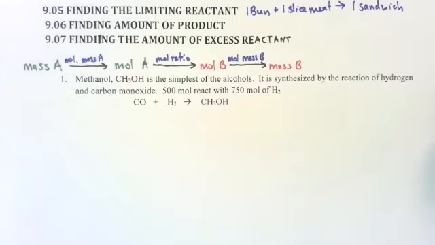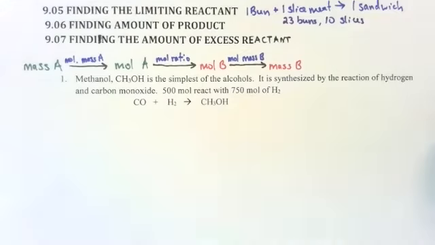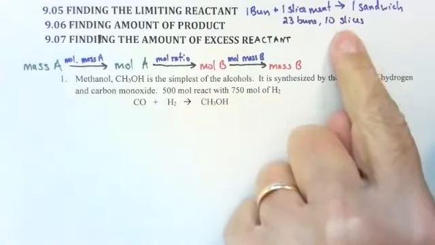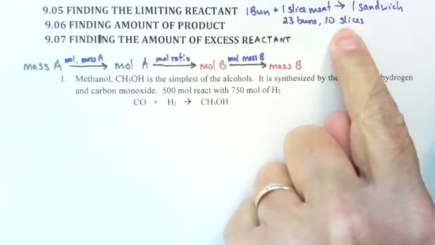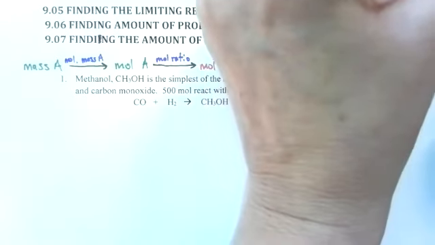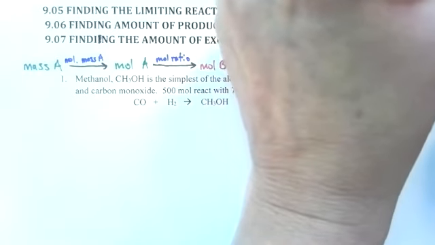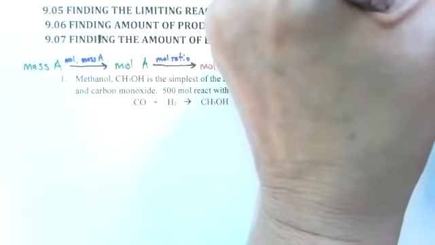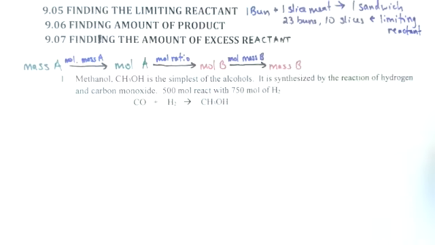So if I have 23 buns and 10 slices of meat, how many sandwiches can I make? Well, each sandwich has to have a slice of meat, so I can only make 10 sandwiches. This is my limiting reactant, so this becomes my limiting reactant. And this is going to be my excess.